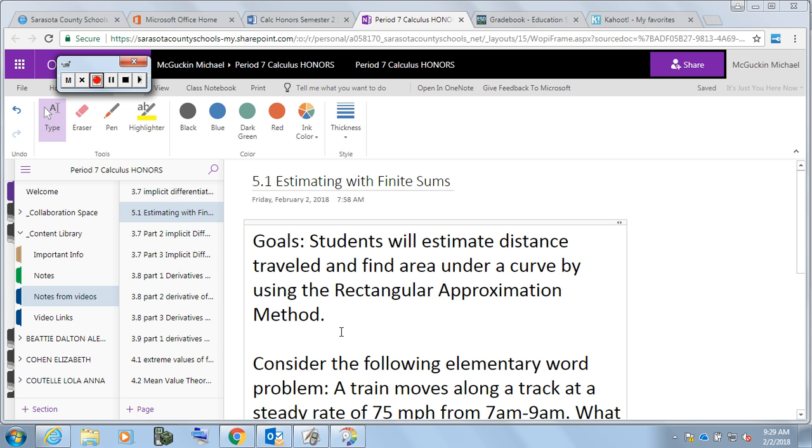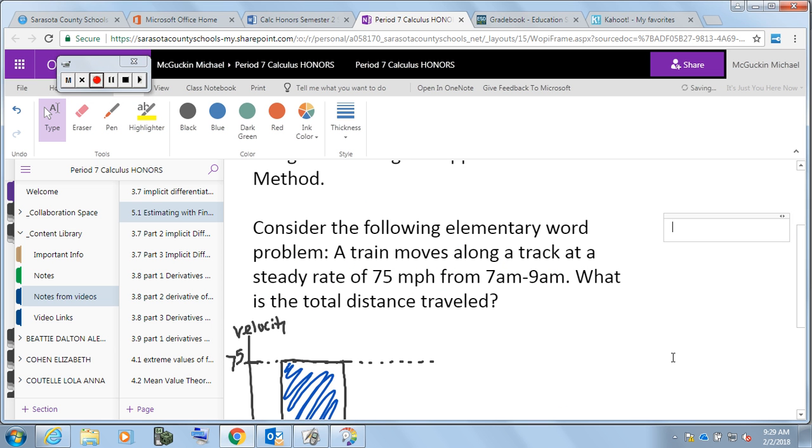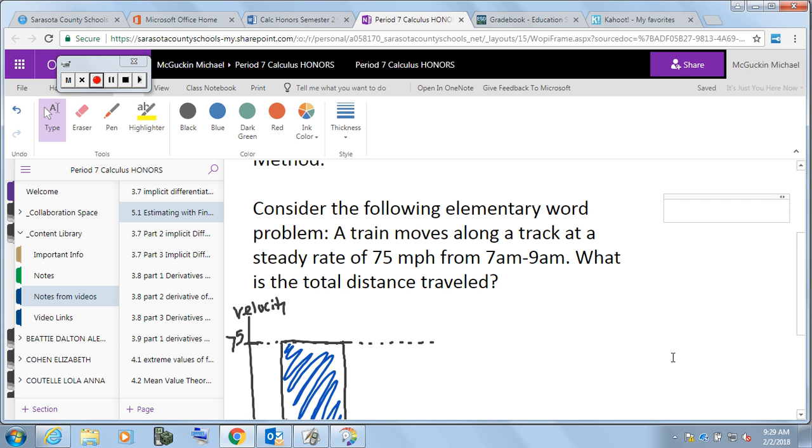Okay? So to start things off and put some more things into understanding, I want you to consider the following problem. It's a very simple problem that we have seen since we've been in grade school. A train moves along a track at a steady rate of 75 miles an hour from 7 a.m. to 9 a.m. What is the total distance traveled? I mean, think back to maybe early middle school.